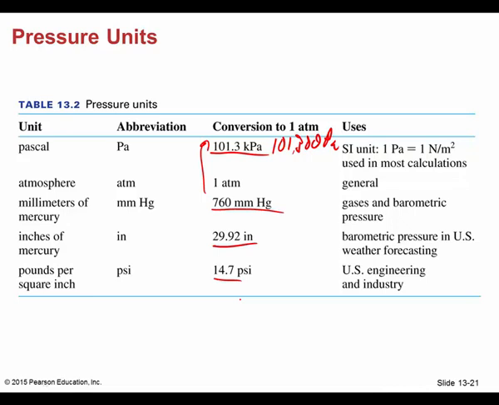And they left another one off, too. We use 1,013 millibars. And we use this in weather forecasting, okay? Weather forecasting. 1,013 millibars is 1 atmosphere of pressure. And of course, all of these are 1 atmosphere, okay?